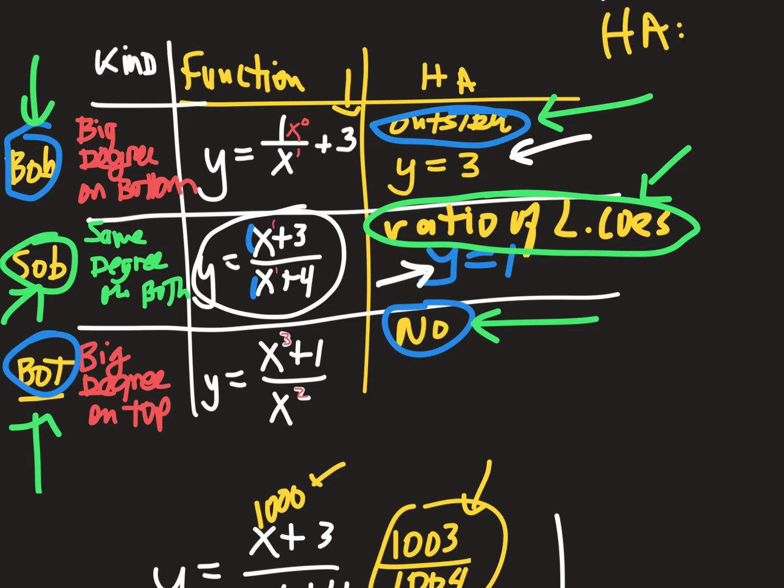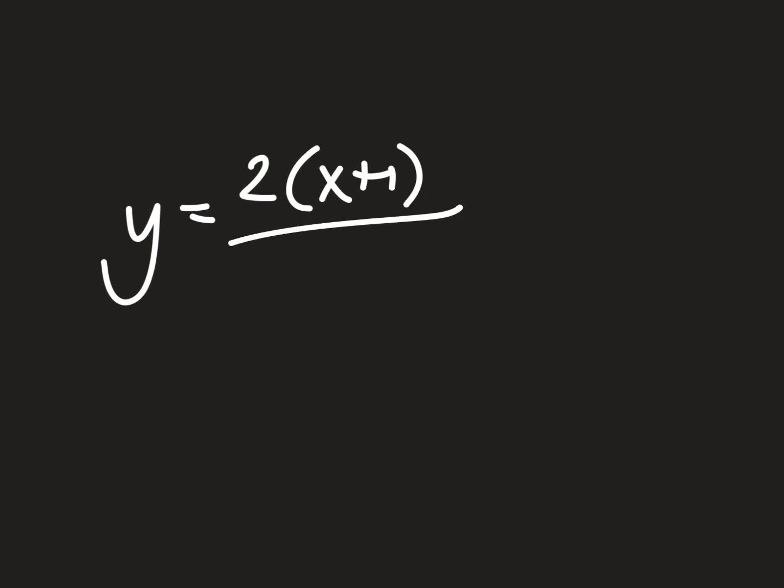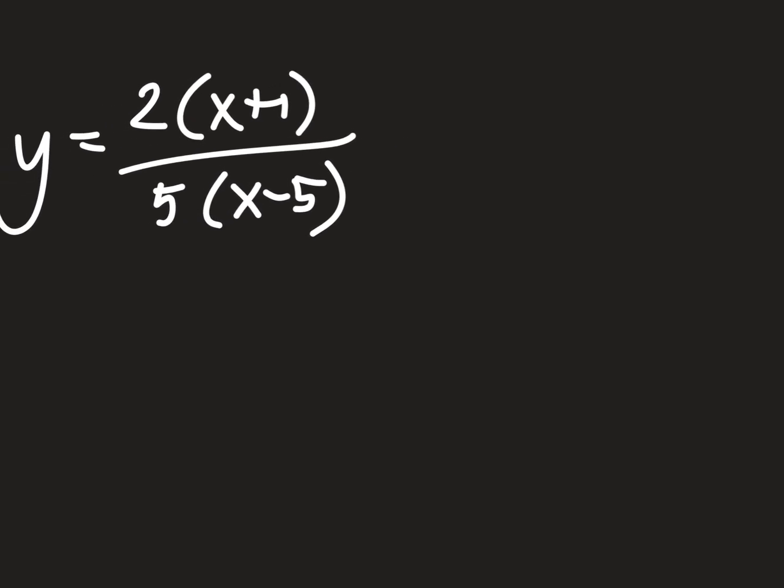All right, so here we go. I'm about to give you 3 functions. You figure out if they're bigger on the bottom, bigger on top, or same on both. Then you use that little chart I just gave you, except you've got to memorize it for the test, and you figure out what the horizontal asymptote's going to be. So here we go. What's the horizontal asymptote?